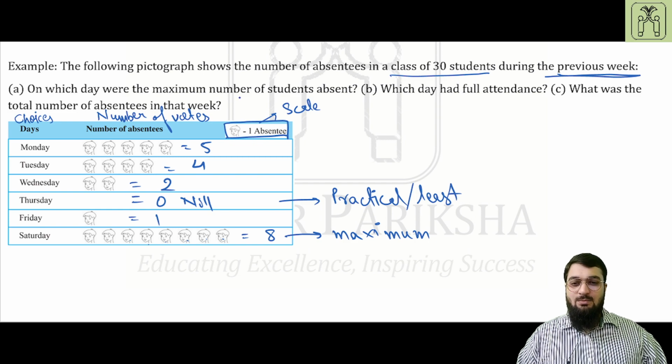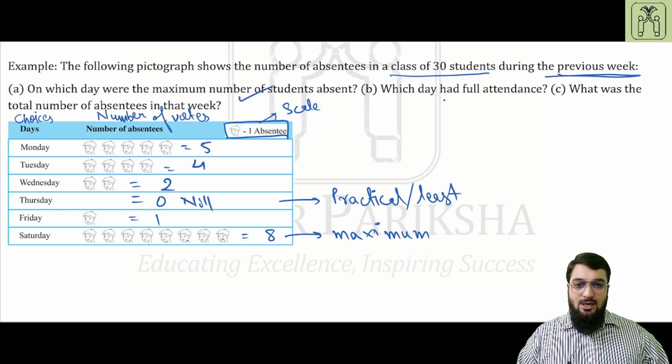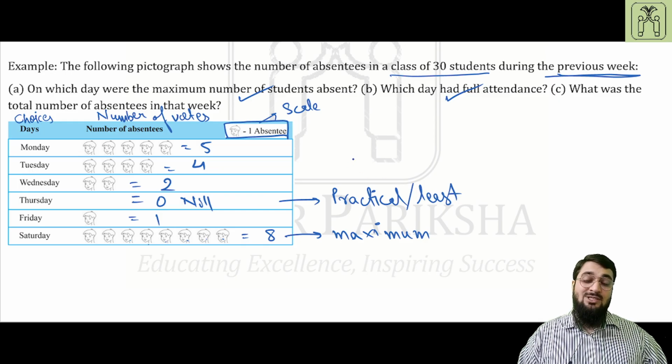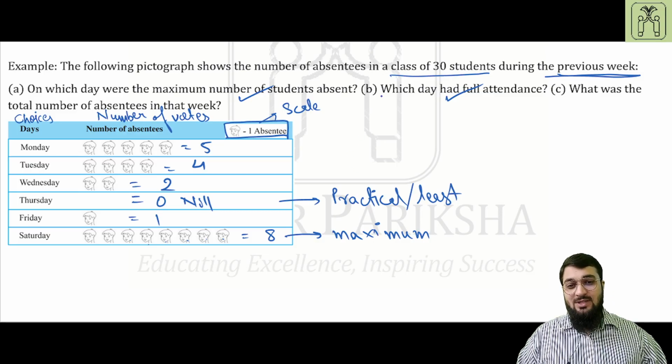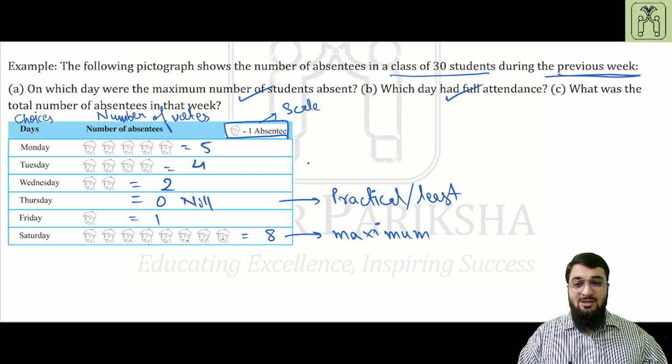So I hope that part A and part B have been covered. Part B will be the least one, that has 0. If I ask which is the day that has the least absentees, that will be Thursday. Also, if I ask which day will have full attendance, that is zero absentees, that will have the same answer, Thursday. Part C asks what was the total number of absentees in that week.